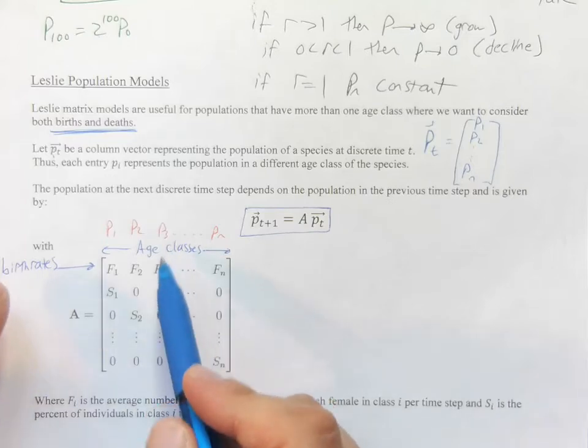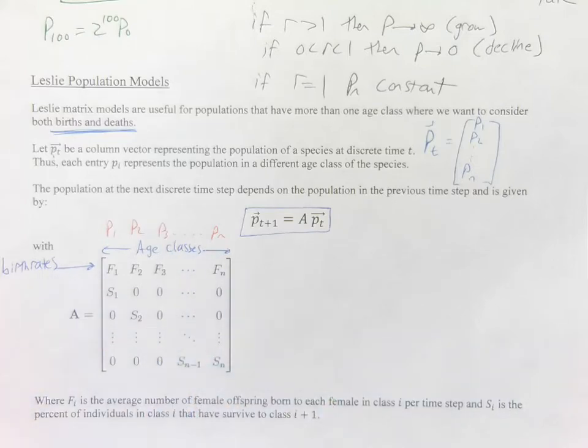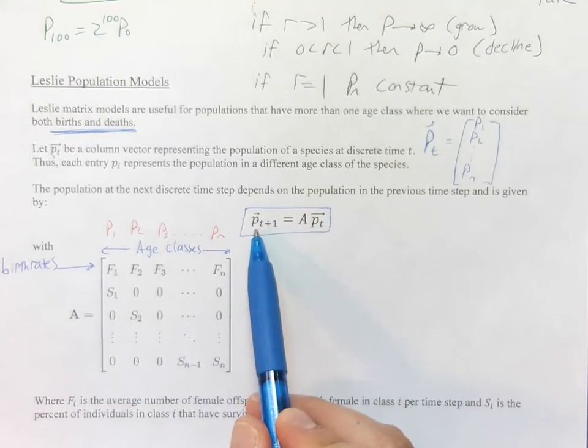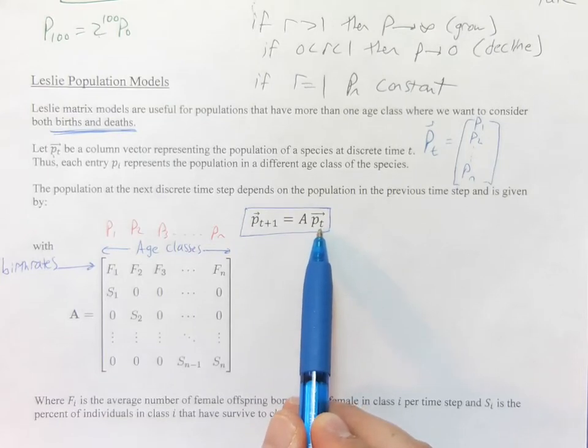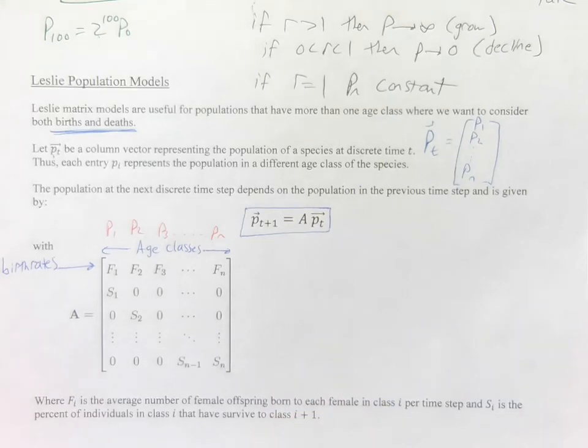So in these kinds of models, you assume there are enough males to impregnate the females, and you only model the females themselves. In other words, the P, if you added up all the entries, is going to be half the total population because it's only going to be the females. Anyway, just a little note there.